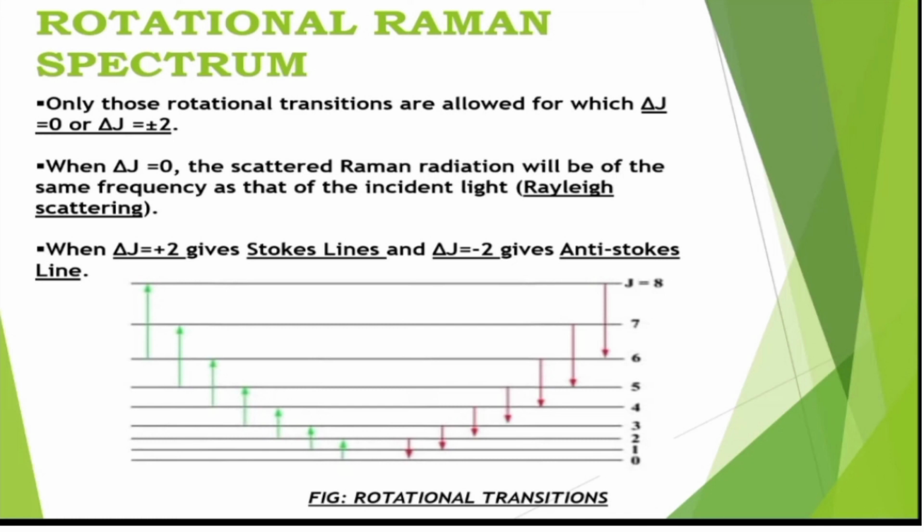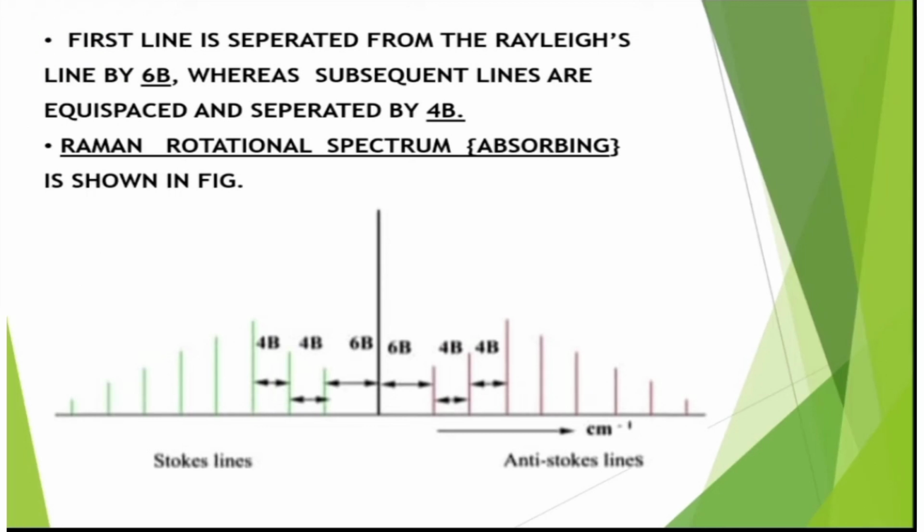that is the Rayleigh line. Delta J equals plus 2 gives the Stokes line, and delta J equals minus 2 gives the anti-Stokes line, as shown in the rotational transition diagram. The first line is separated from the Rayleigh line by 6B, whereas subsequent lines are equispaced and separated by 4B. The Raman rotational spectrum is shown in the diagram.